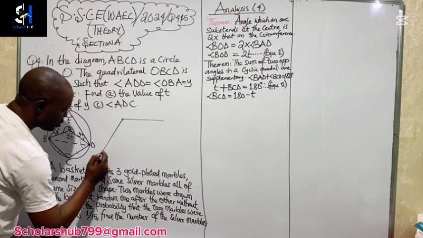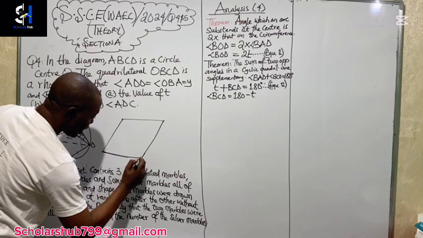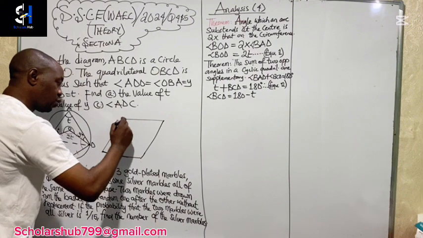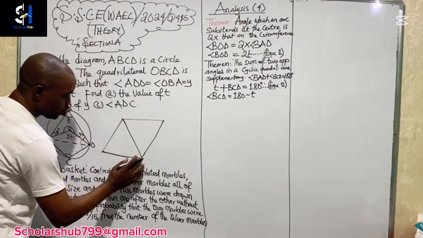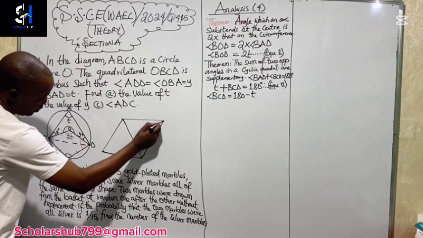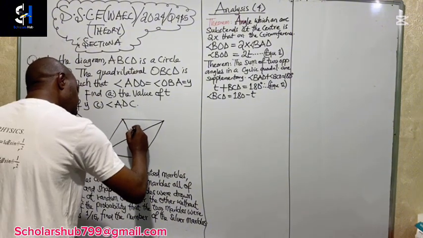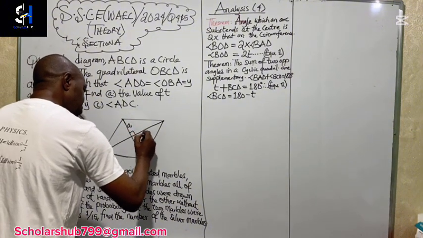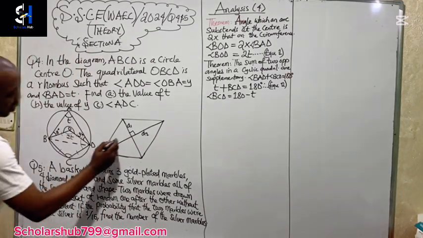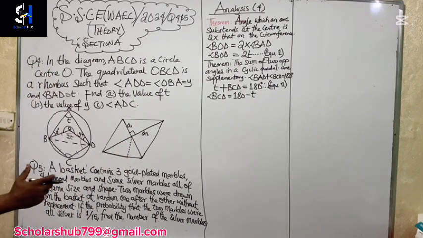Now we have a rhombus. A rhombus is a quadrilateral. A rhombus has two diagonals. The line joining two opposite points in a shape is known as a diagonal. So this is another diagonal. The two diagonals make an angle of 90 degrees at the point where they intersect.